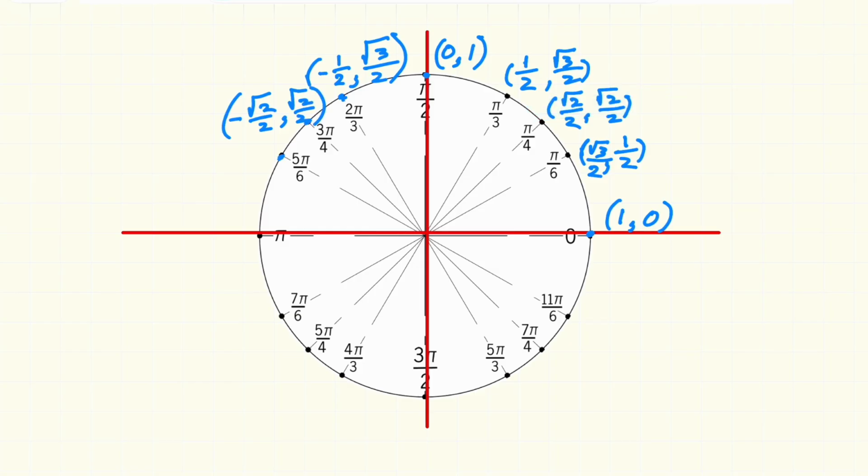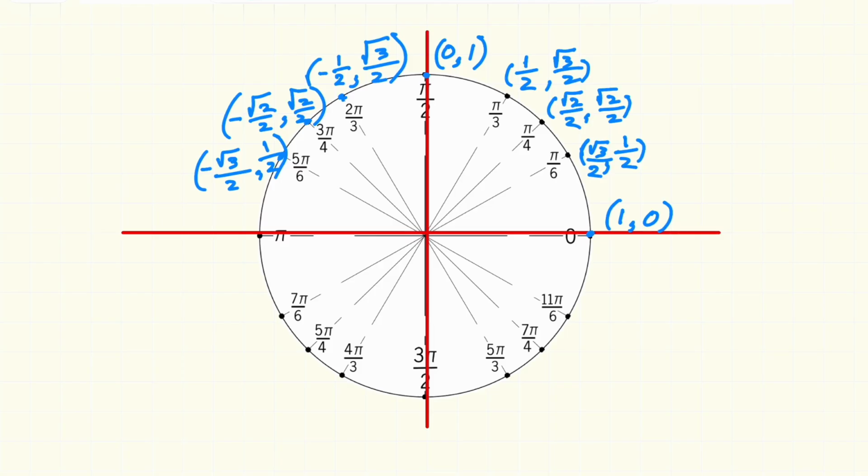The same for 5 pi sixths. It's the mirror of here. With a negative x value, we would have negative square root of 3 over 2 and 1/2. And from here, we could continue to use symmetry to fill in the rest of the values.